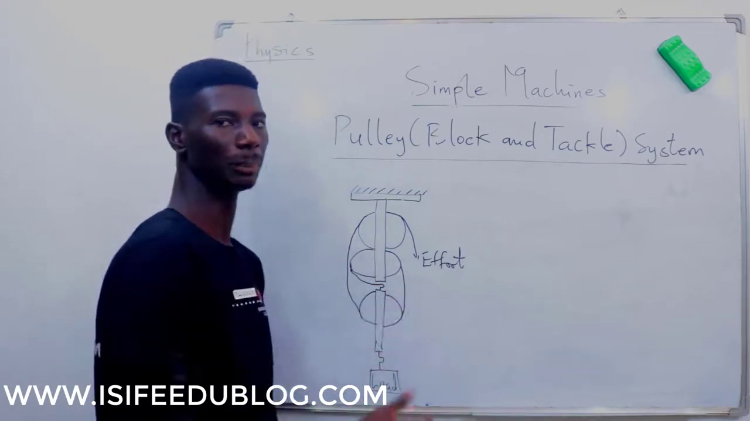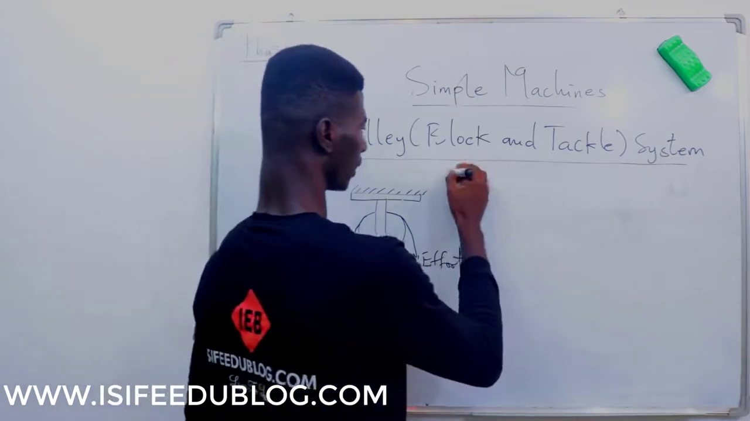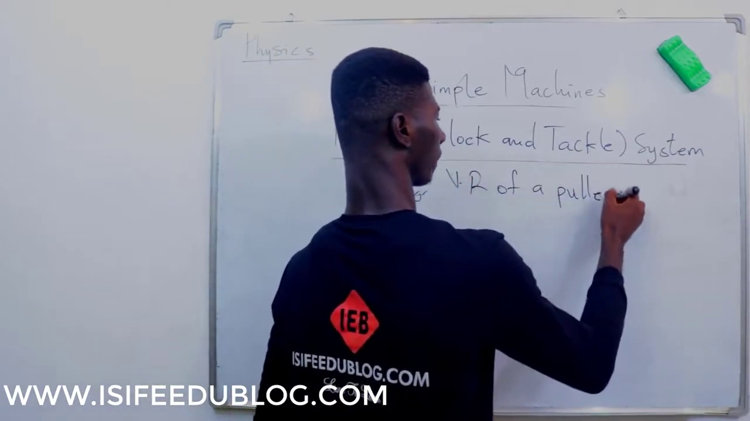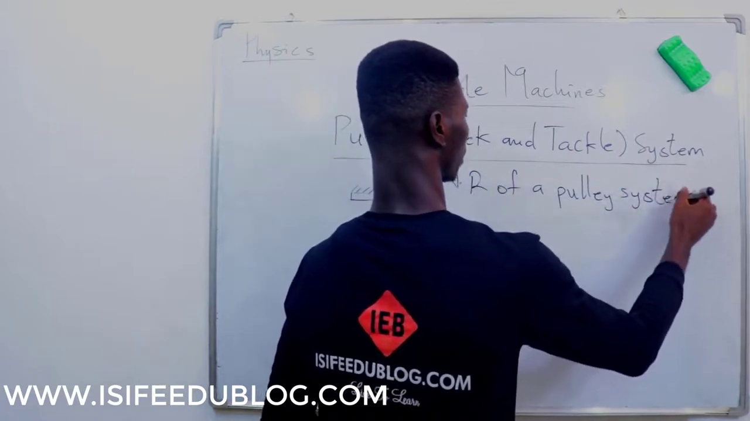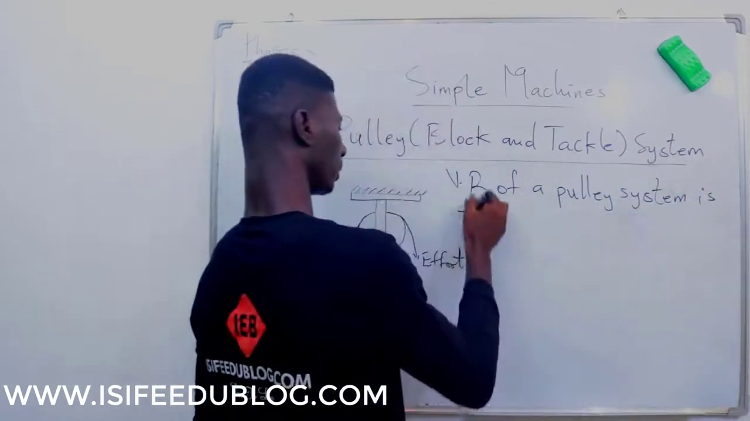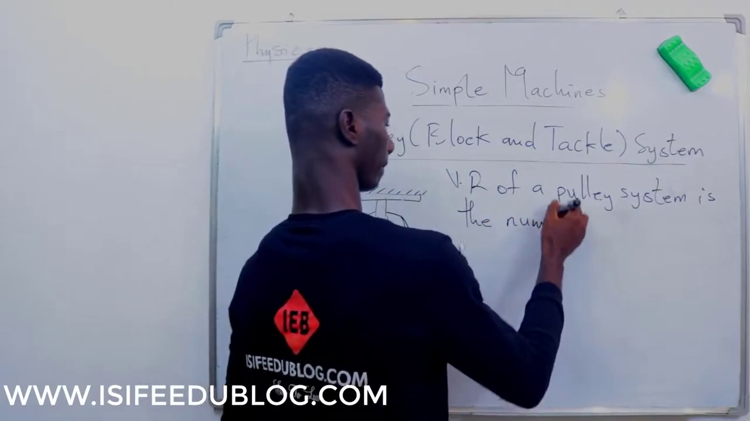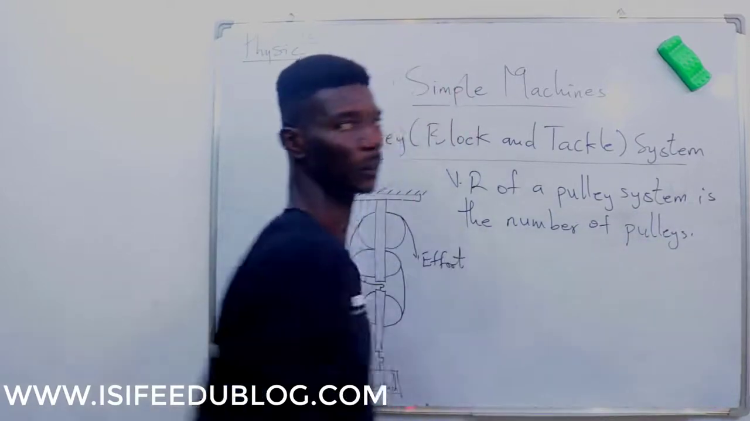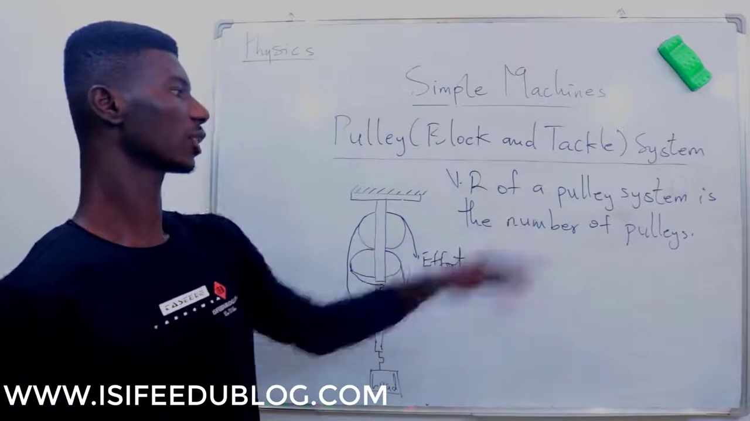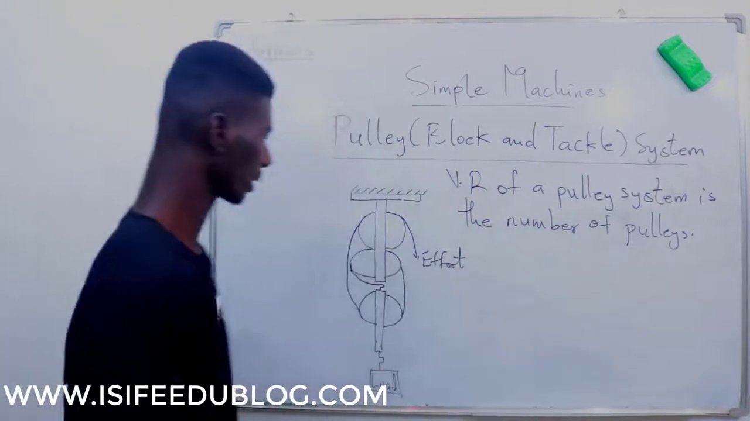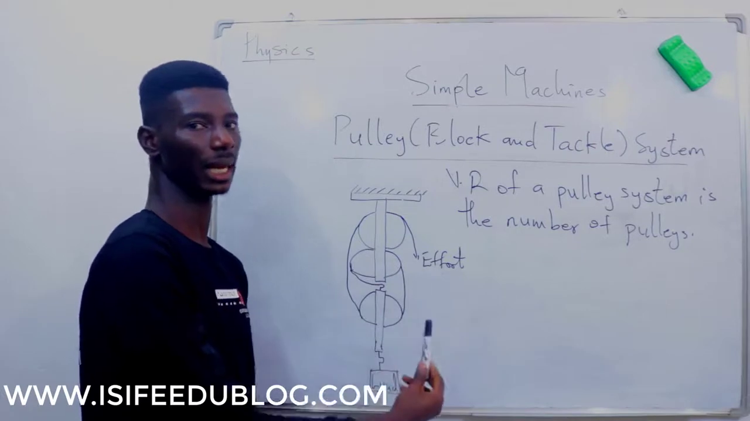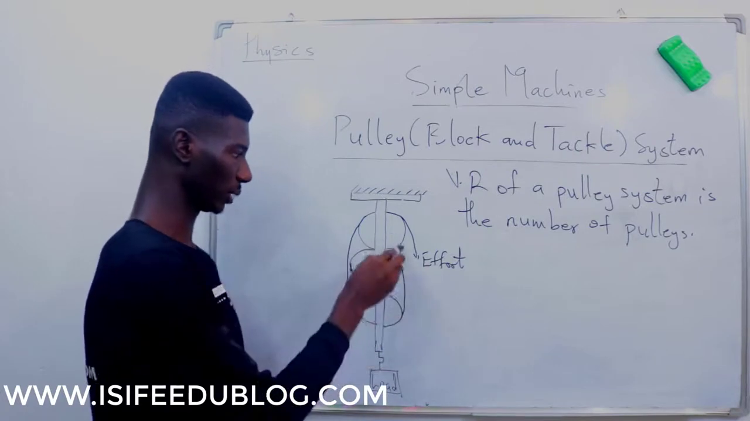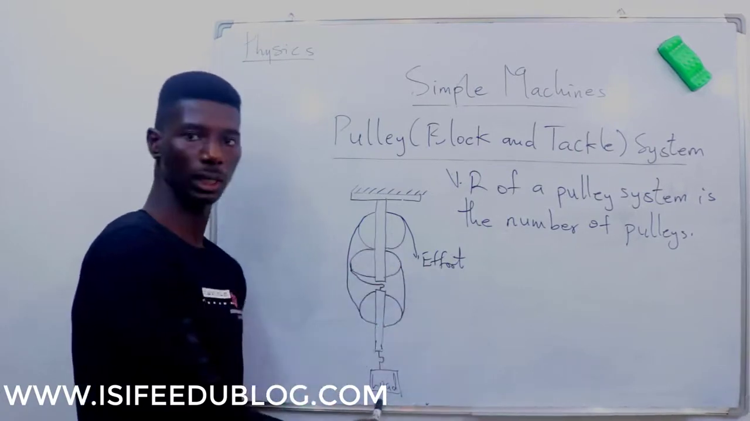So the velocity ratio of a pulley system, or you call it block and tackle, is the number of pulleys. That is what you call the velocity ratio. Velocity ratio of a pulley system is the number of pulleys. So what are the number of pulleys you have here? In this particular diagram, it happens to be 3. So we have 1, 2, 3. These are what we call the pulleys. You apply your effort here to lift a load here.